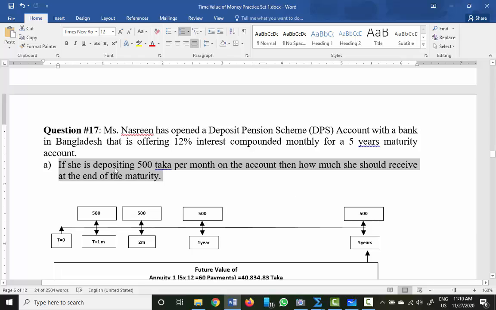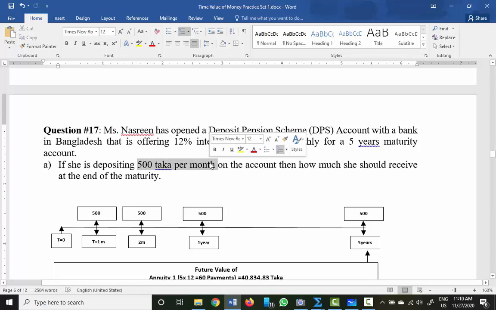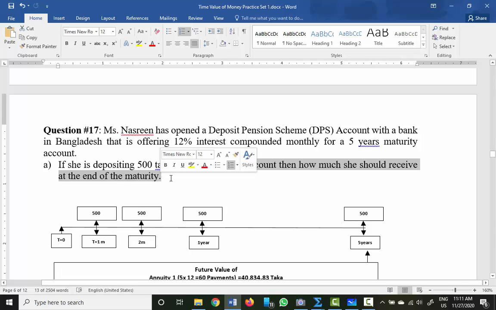So these are the monthly payments, or monthly installments. She is depositing 500 taka per month, at the end of each month. In 1 year there are 12 payments, and in 5 years a total of 60 installments of 500 taka each. Since there are lots of installments of 500 taka, this is clearly an annuity. The question is asking how much she should receive at the end of maturity.